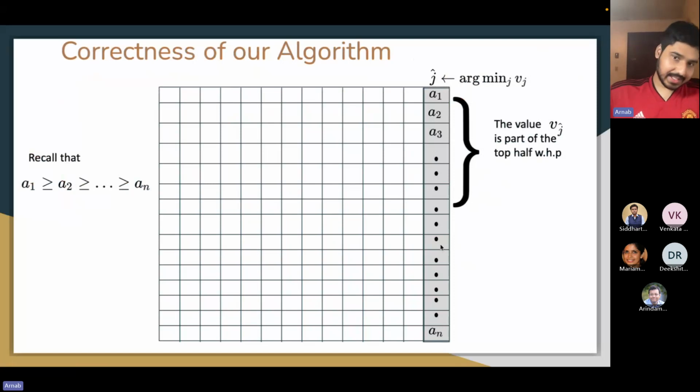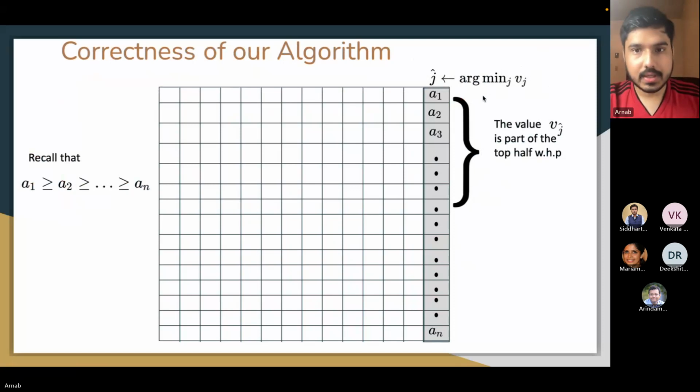So let's start with the totally n stage. If you recall, we were keeping track of the highest element in each column, and then we looked at that particular column j hat, which took the least value among those highest values.